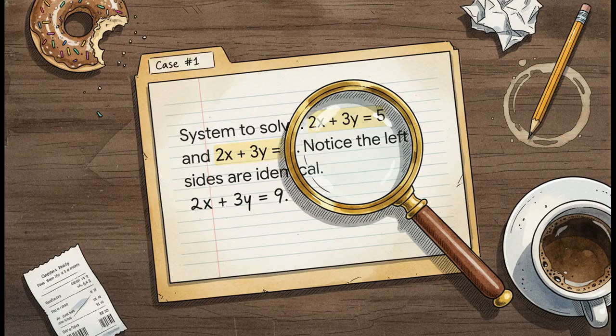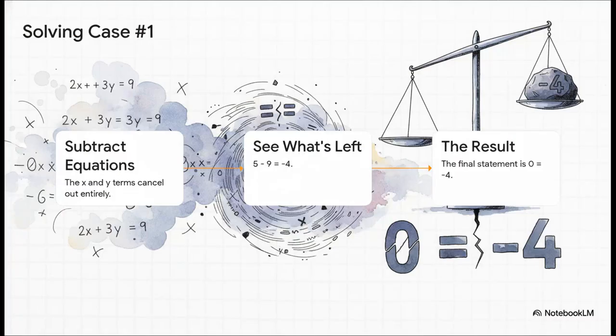Here's our first case file. We've got two equations. Now, right away, you should notice something kind of fishy here. Look at the left sides, the parts with the variables. They're identical, 2x plus 3y. But the right sides are different, 5 and 9. Let's use the elimination method here. It seems like the obvious choice.